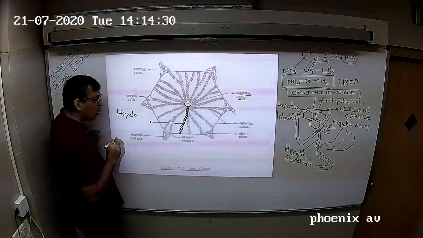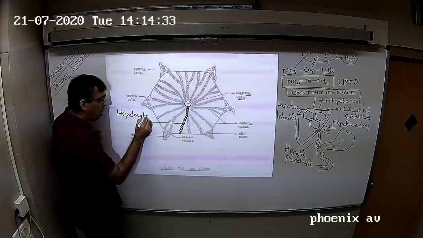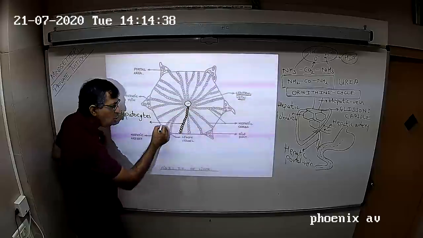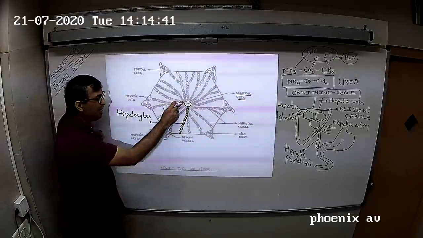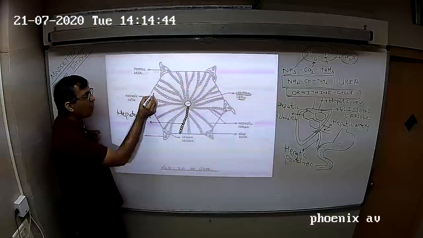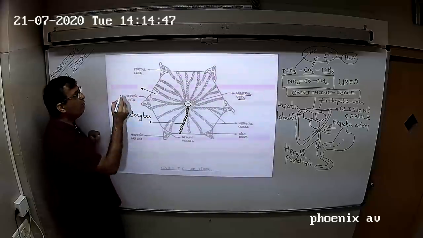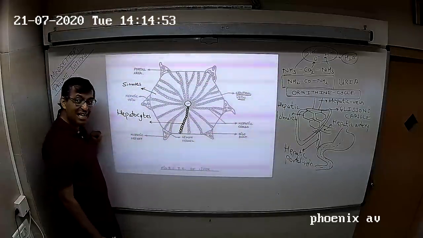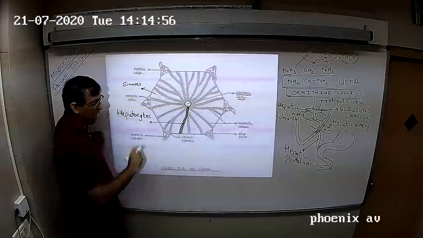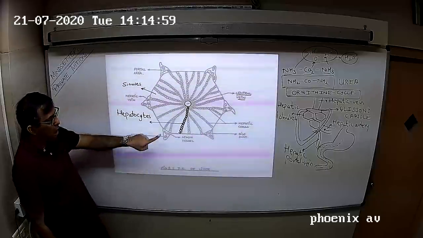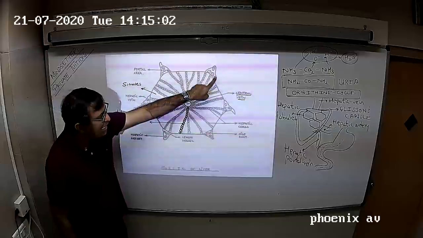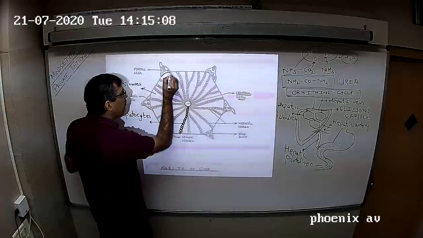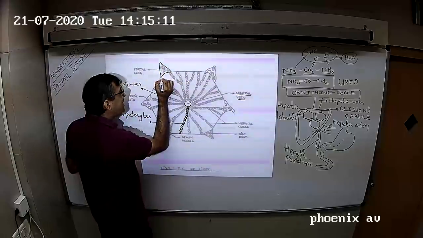And liver cells are called hepatocytes. Liver is called hepato and cells of the liver are called hepatocytes. And hepatocytes form such continuous cords. And in between hepatic cords are found empty spaces which are called sinuses. What are the empty spaces called? Sinuses. So this is a sinus.